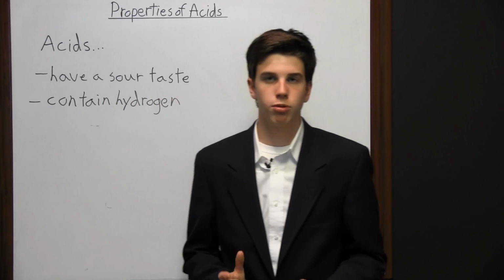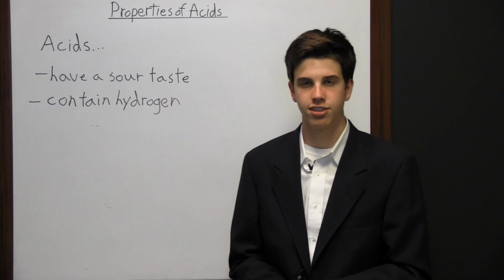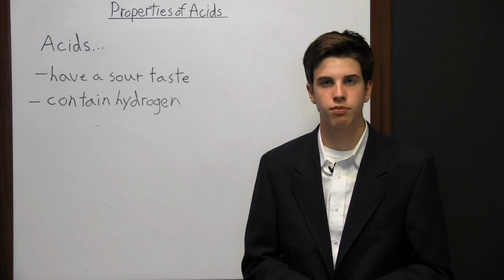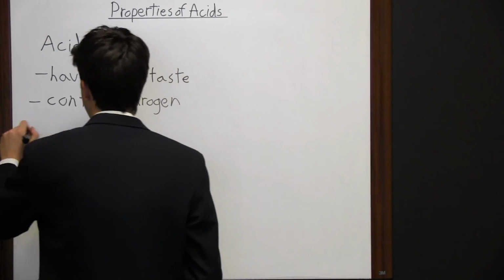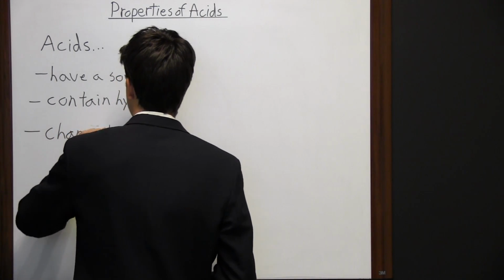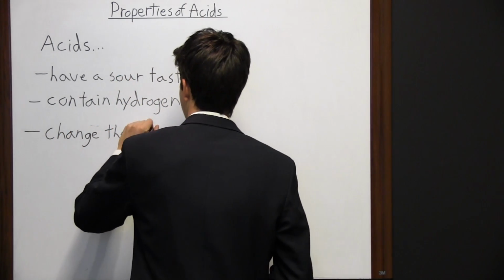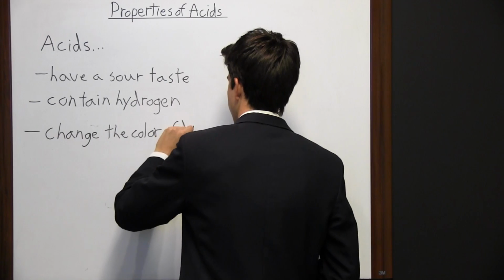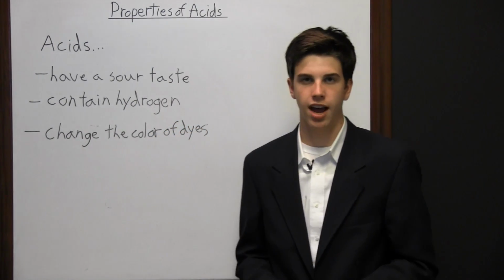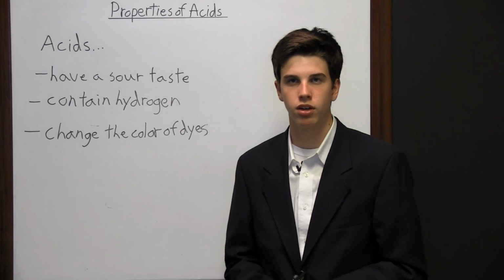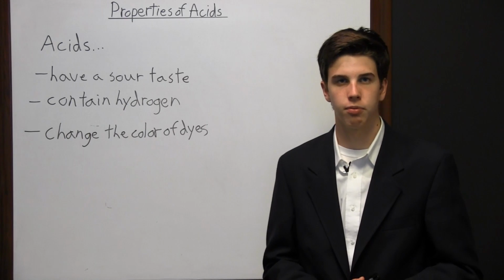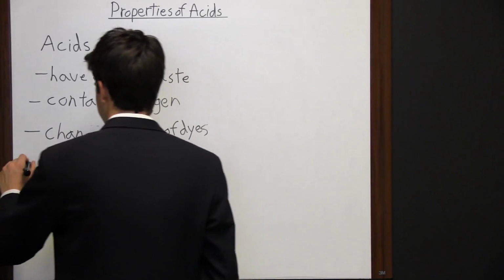Now, acids will react with metals to make hydrogen gas. You can see this with metals above hydrogen in the activity series. Acids will also change the color of dyes. They will change the color of one dye in particular called litmus dye. Acids will turn blue litmus paper red, and that helps show where the acid is on the pH scale. Then acids also neutralize bases.